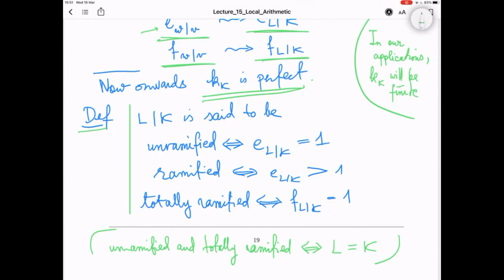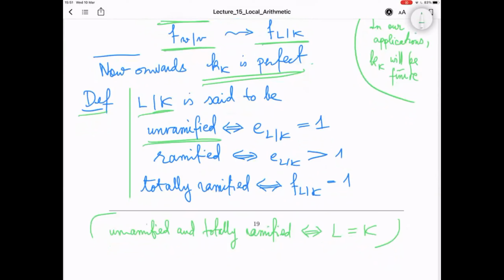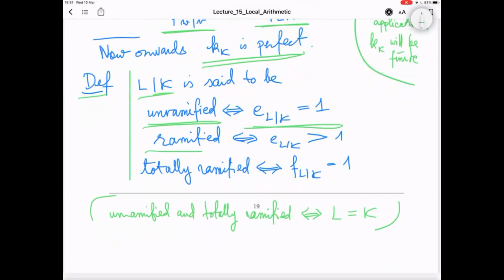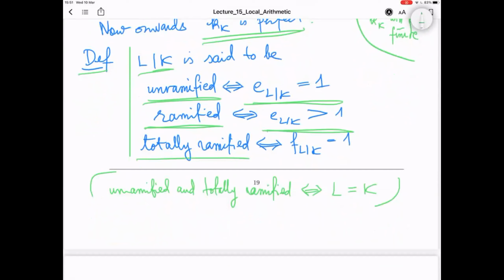We say that L over K, L is a finite extension of K, K is complete for a discrete valuation with perfect residue field. L is said to be unramified over K if the ramification index is equal to 1. It's said to be ramified if the ramification index is strictly greater than 1. And it's called totally ramified if the residual degree is equal to 1.